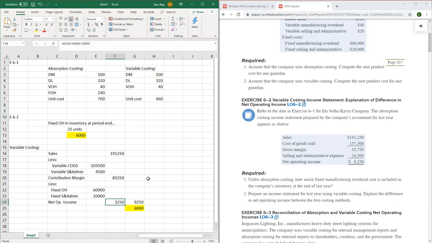If the reverse were true, if we had some beginning inventory and we sold more than we made, then the incomes would differ in the opposite direction. Variable costing income would be higher because we'd be releasing some fixed overhead costs from inventory. Okay, so again, the difference in income between the two methods, $6,000, is entirely attributable to the fact that we've deferred $6,000 in fixed overhead costs in inventory under absorption costing only. Under variable costing, all that fixed overhead hit the income statement.